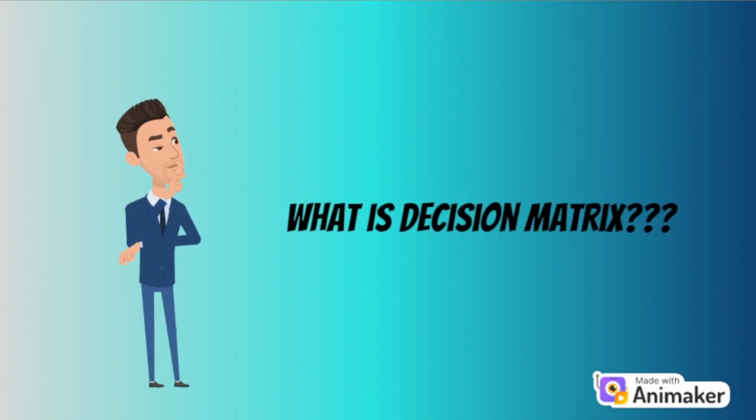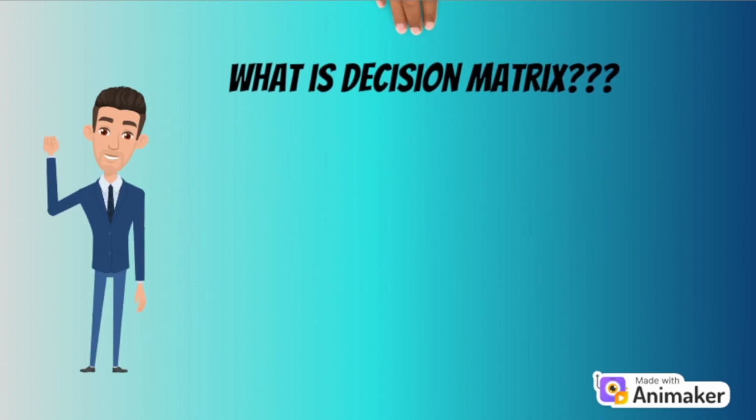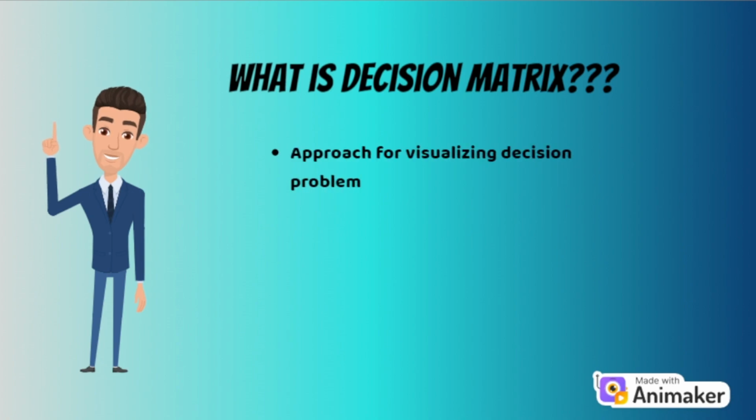What is a decision matrix? A decision matrix is an approach for visualizing a decision problem. The method involves the use of tables in which alternatives are calculated against the various states of nature. The decision matrix assigns a consequence to each alternative and each state of nature to assist us in making decisions.